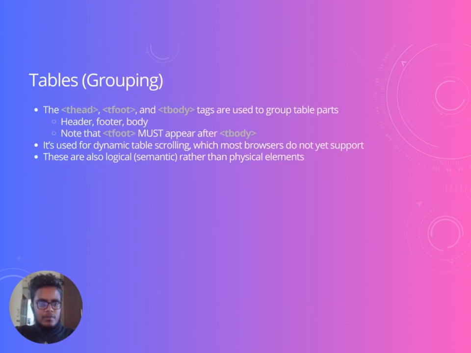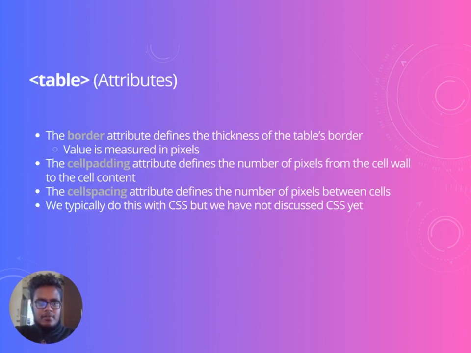Moving to next, we have tables in grouping. The head, foot, and body tags are used to group table parts: header, footer, and body. Note that foot must appear after body. It is used for dynamic table scrolling, which most browsers do not yet support. These are also logical semantics rather than physical elements.